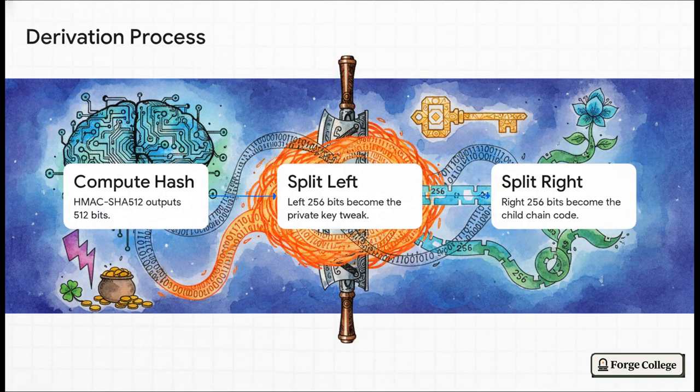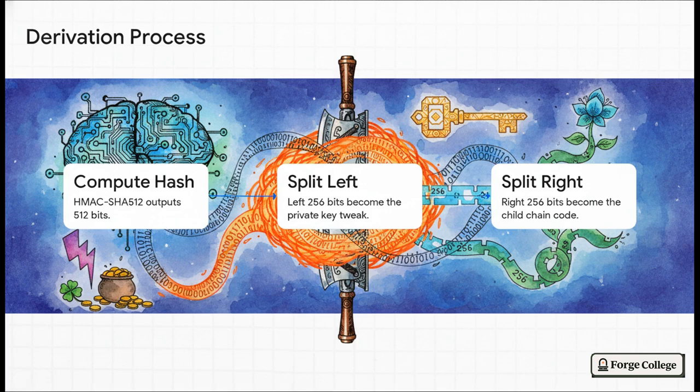So what actually happens when we hit the blend button? First off, we compute the HMAC SHA-512, which spits out a massive 512-bit string of data. Then we take a mechanical cleaver and literally chop it right down the middle. The left 256 bits become the integer tweak we use to derive our actual child key. And the right 256 bits become the brand new chain code for the child, completely ready to fuel the next generation.